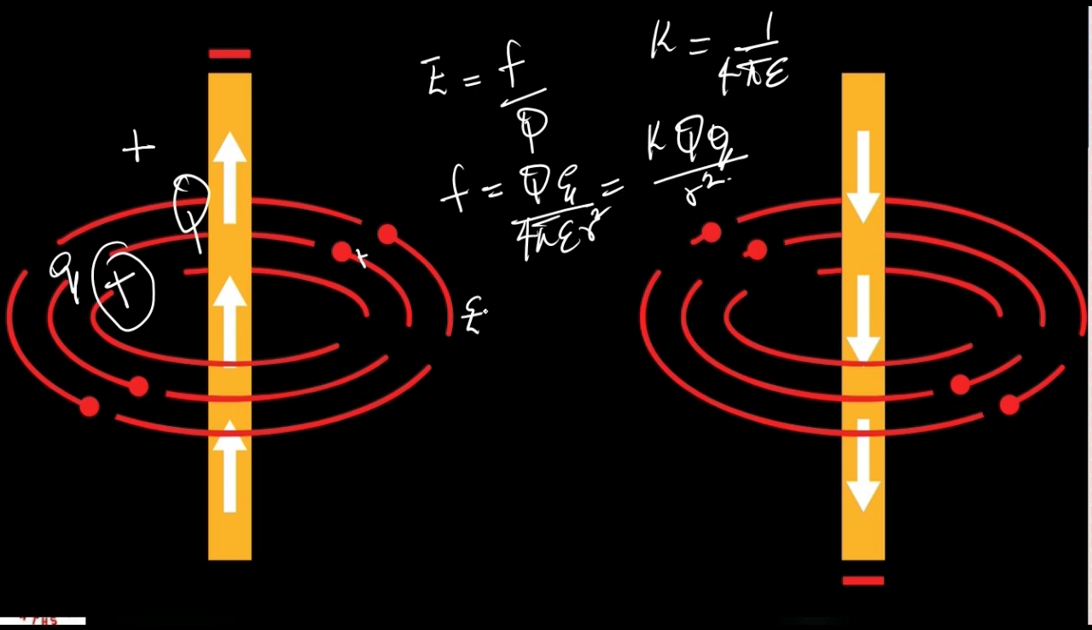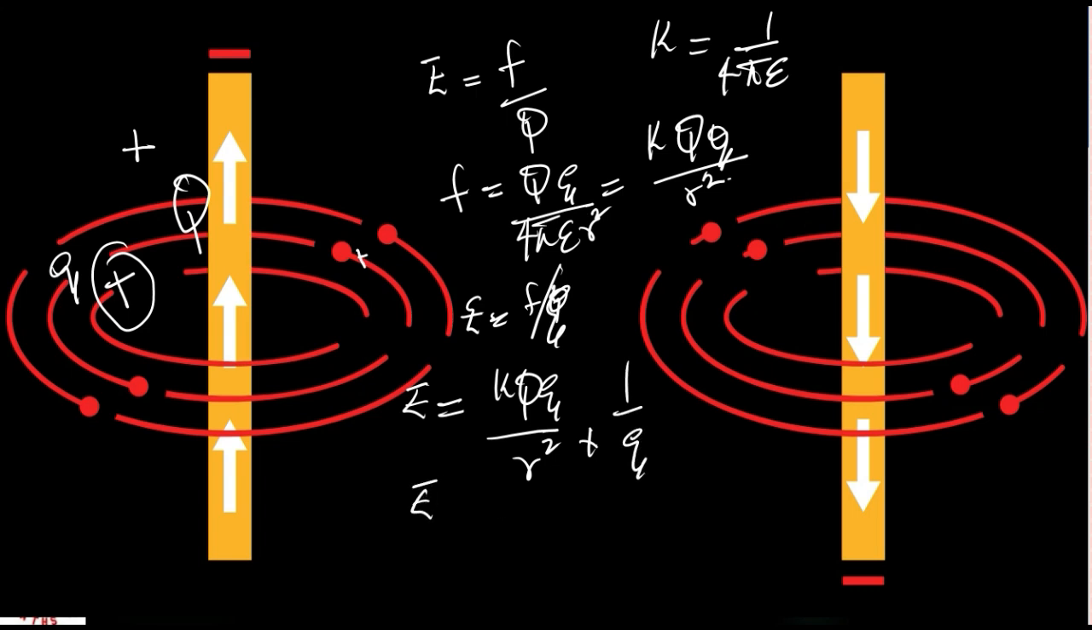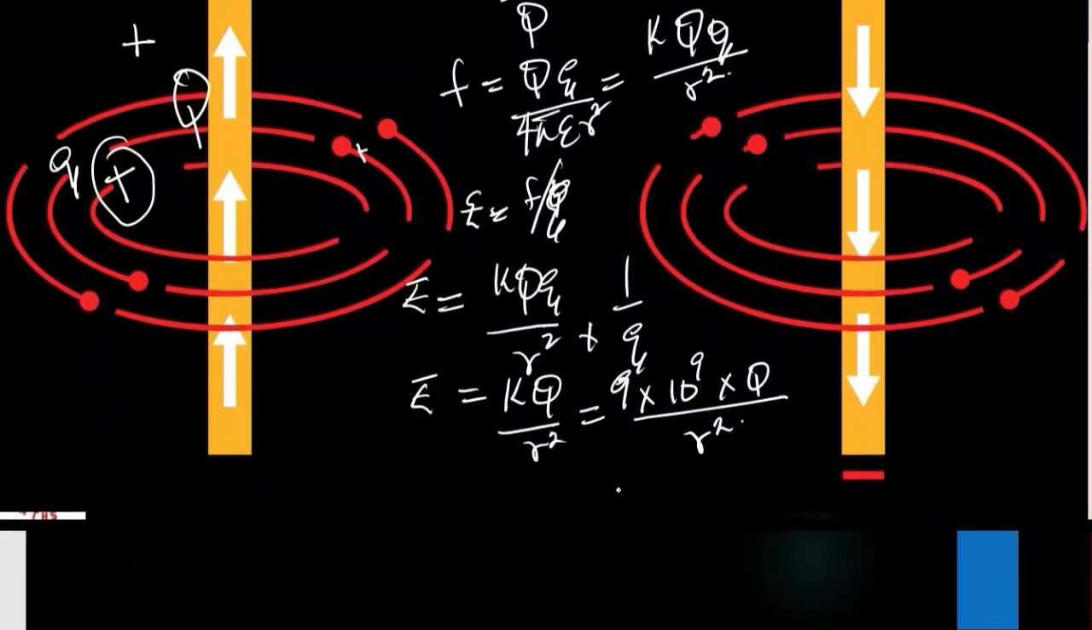So if E is the same thing as F over Q, then E automatically will be the same thing as K Q over R squared times 1 over Q, so that E is the same thing as K Q over R squared. We know the value of K is 9 times 10 raised to the power 9 for free space, times Q over R squared.